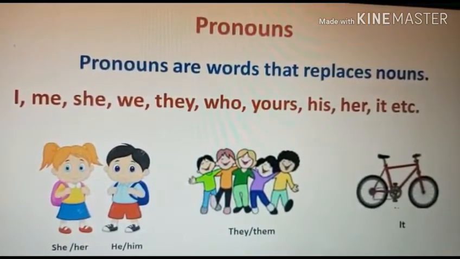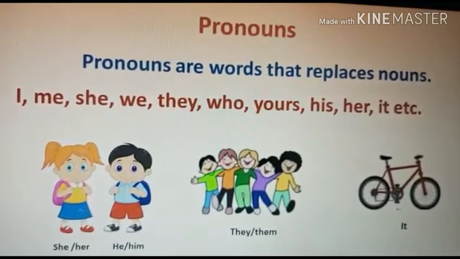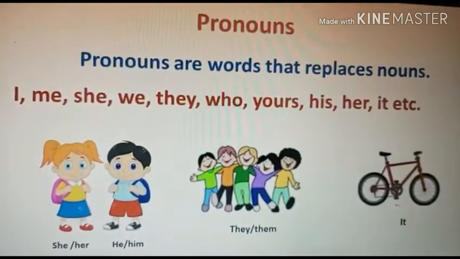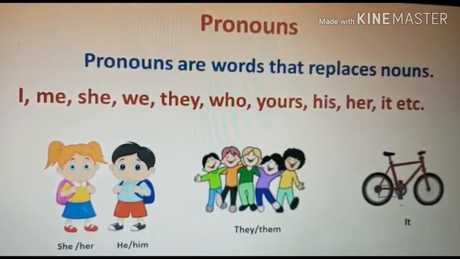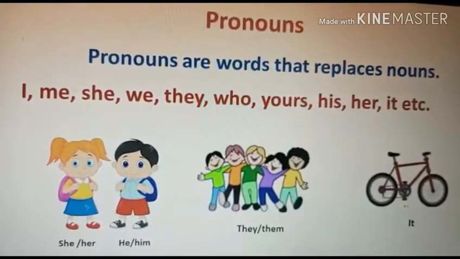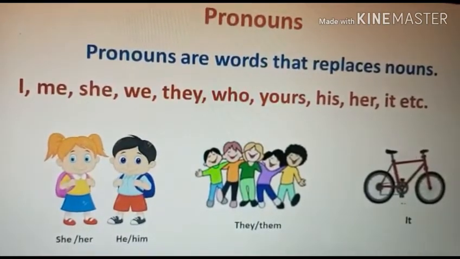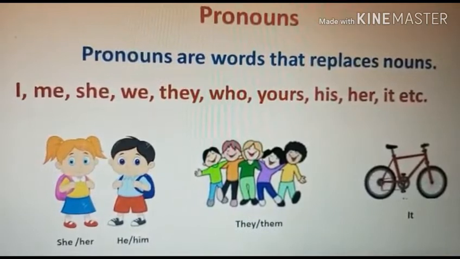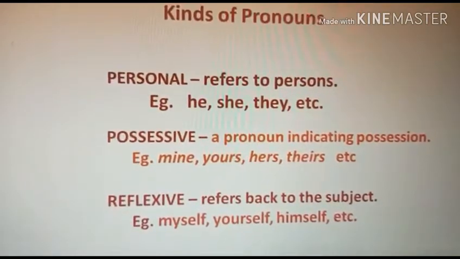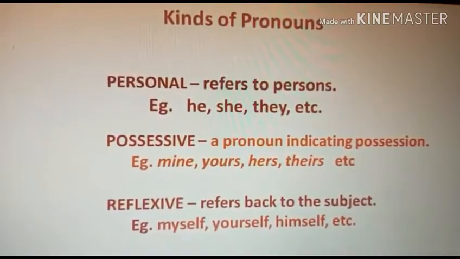These are some examples of personal pronouns. You can see a boy and a girl in the picture, and look at the pronouns used under the picture: she, her, he, him. When there is more than one, like in the second picture, the pronoun they is used. If it is a single thing like the cycle, we use it. Having said the above, we are going to discuss three forms of pronouns, and they are personal pronoun, possessive pronoun, and reflexive pronoun. We will discuss these different forms of pronouns in the next slides.